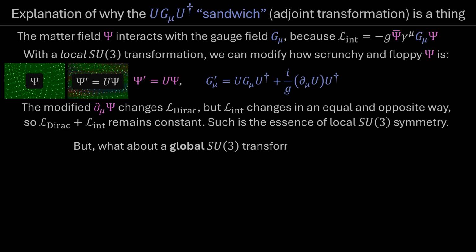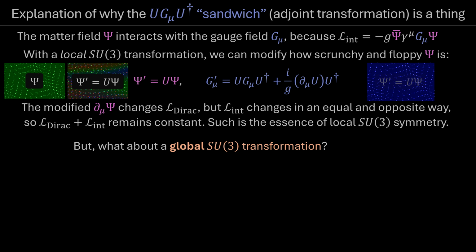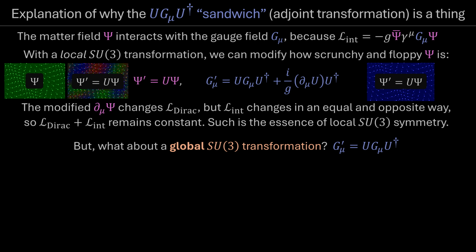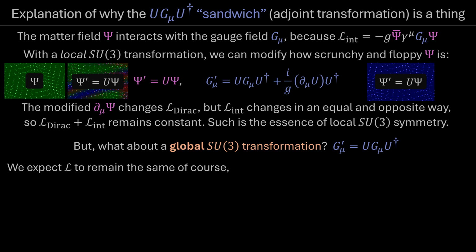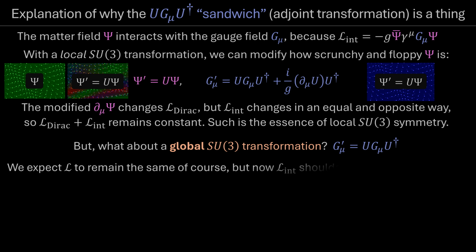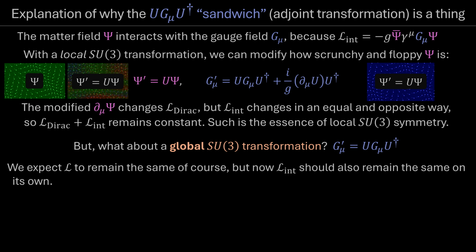But now if you think about a global SU3 transformation, that is, a transformation where U is a constant SU3 matrix everywhere throughout spacetime, well then there are no gradients, and so our gauge transformation rule reduces simply to this adjoint transformation, this U dagger sandwich. And to understand why that's how it is, all you have to do is think about the fact that under a global SU3 transformation, we should expect not only the entire Lagrangian to remain the same, but specifically we should also expect the interaction term itself to remain the same.